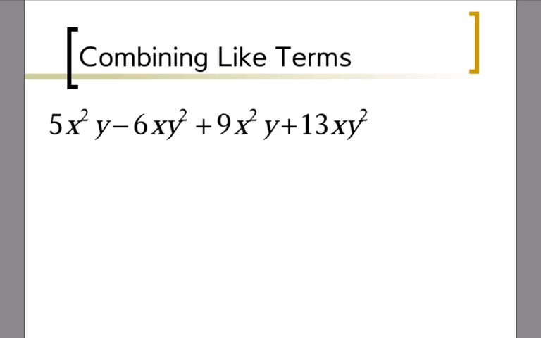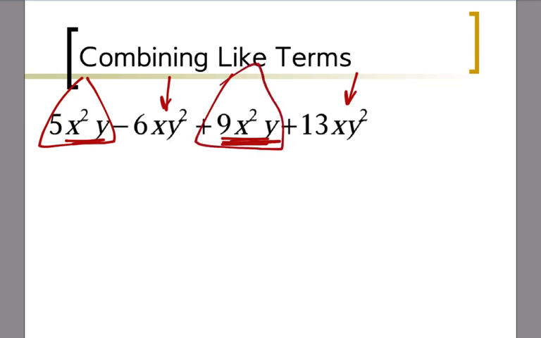So let's combine like terms on a larger problem. So now again, I'm focusing on which variables have the same amount of each variable. So when I look at 6x squared y, I look at this one, and that does not have an x squared, so this is not like terms. The second one has x squared y again. This is a like term with the first one, and the last one is not. So let's put a triangle around these. They are like terms.